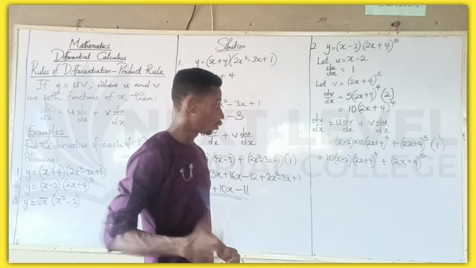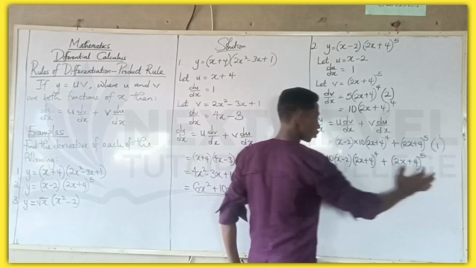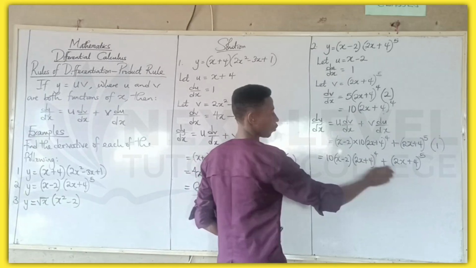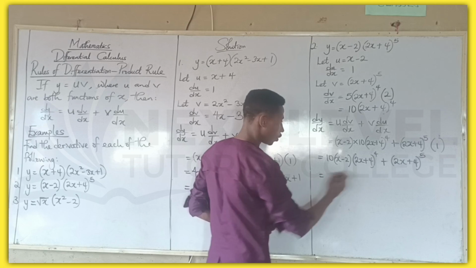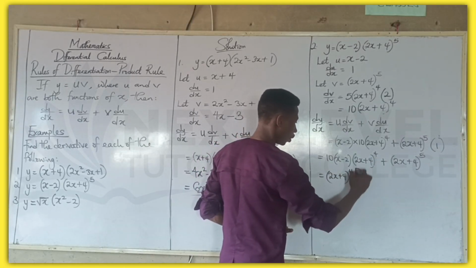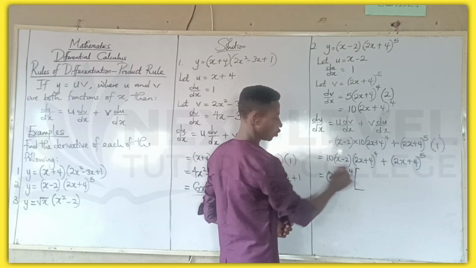We can continue. We can simplify this. In fact, we have like terms. This function is a like term in these two terms here. This one is carrying power 4, this one is taking power 5. We'll take the one with the smallest power and bring it out. So we have 2x plus 4 raised to the power 4 into. Now, this is this. This will cancel out, and this is what we'll have left.